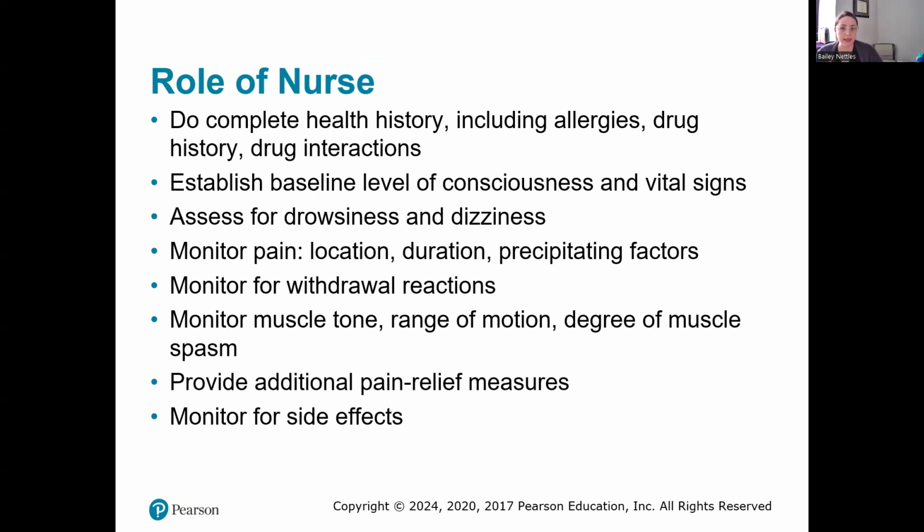We want to monitor their pain, location, duration, and precipitating factors. See if they're having any kind of withdrawal reactions, especially if you stop the medications. Muscle tone is important, range of motion, degree of the muscle spasm. How hard is it spasming? Is it tonic? Is it clonic? Is it just a regular muscle spasm that you have from overuse? And then we want to look out for side effects.